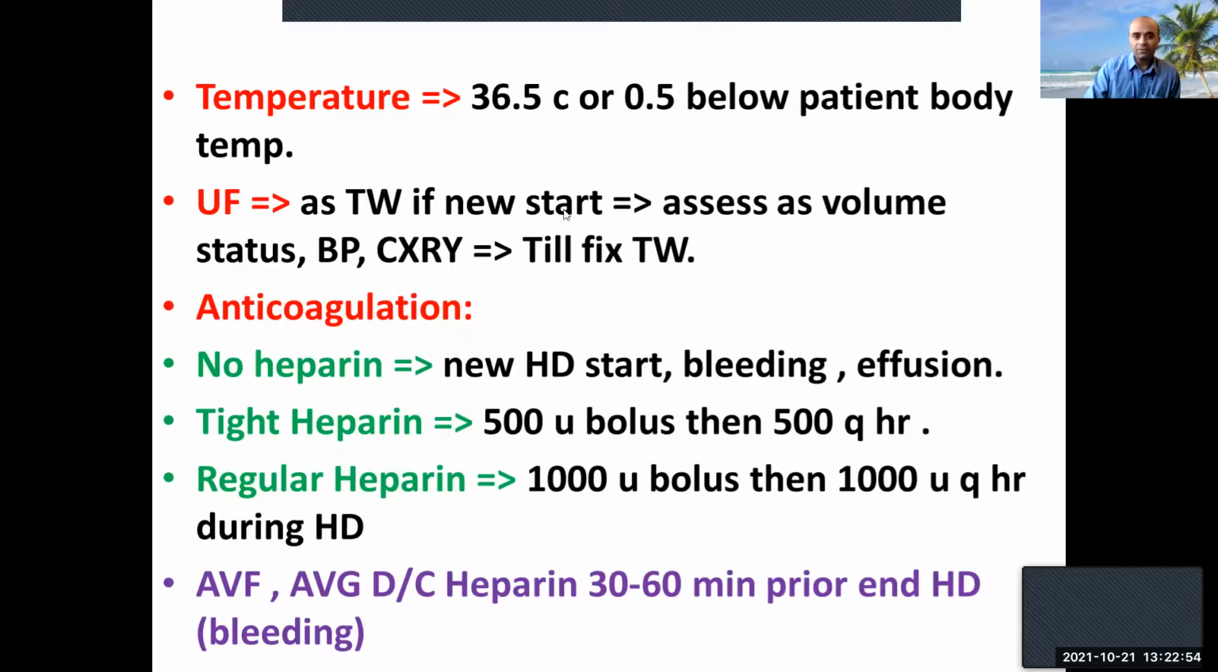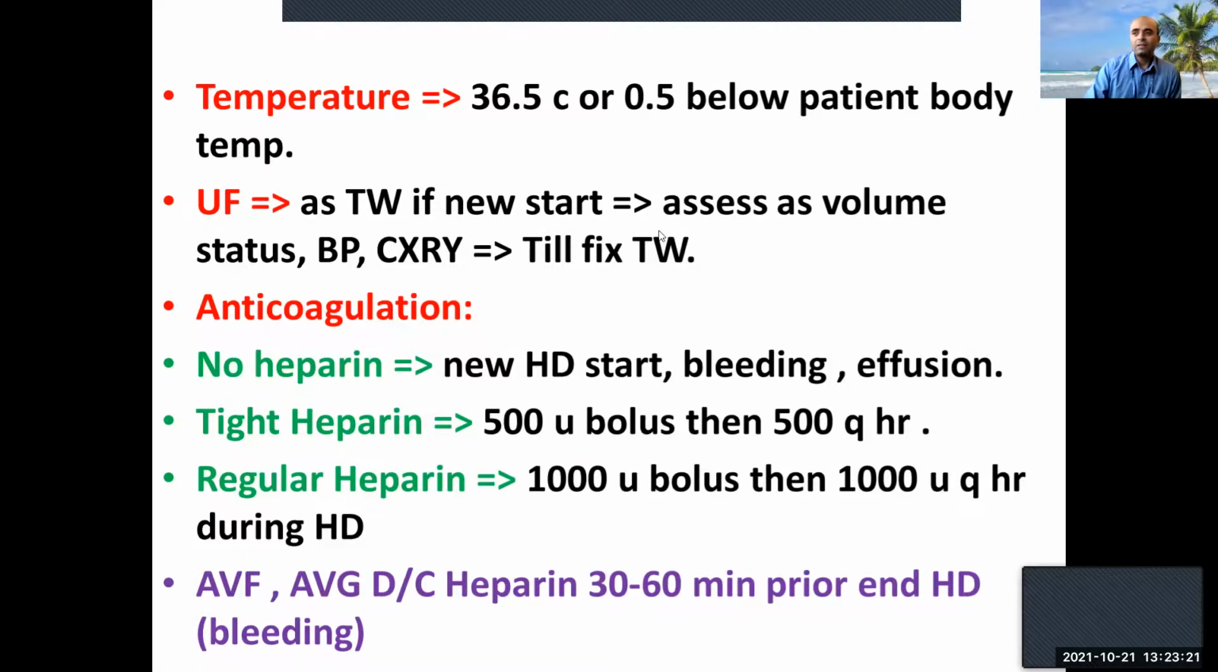Ultrafiltration as target weight. Most of our chronic hemodialysis patients have a target weight already, for example 70. What is meant by target weight? This is the weight after dialysis with no hypotension, no symptoms of hypotension, volume depletion or cramps, and the patient is stable after dialysis at that weight. No volume overload, no volume depletion after dialysis. This means you have reached the target weight for this patient. Blood pressure is stable also.